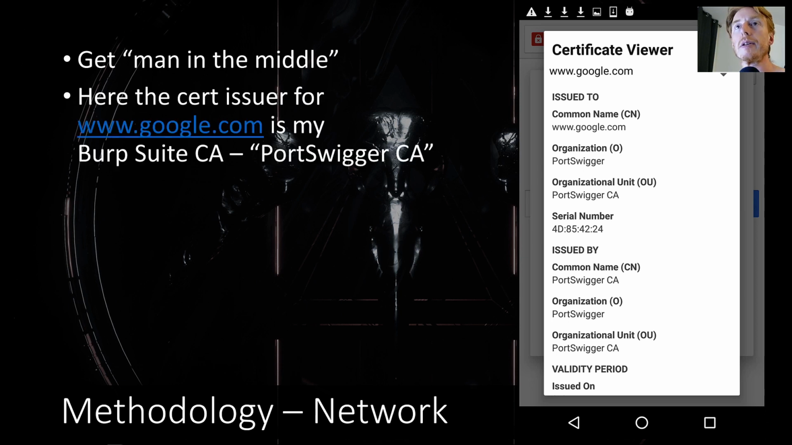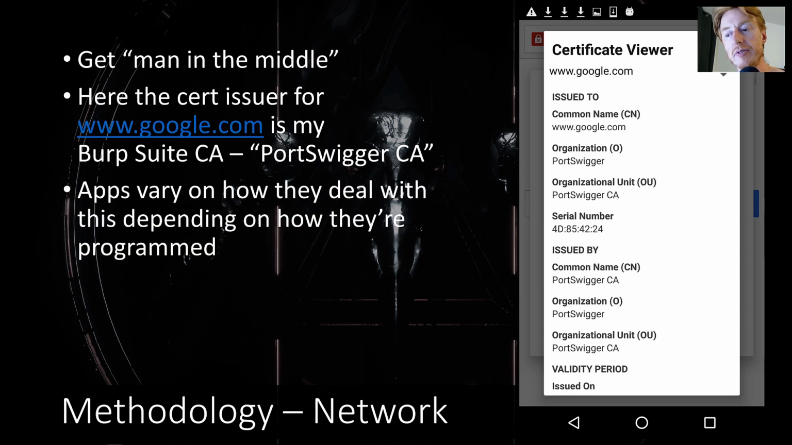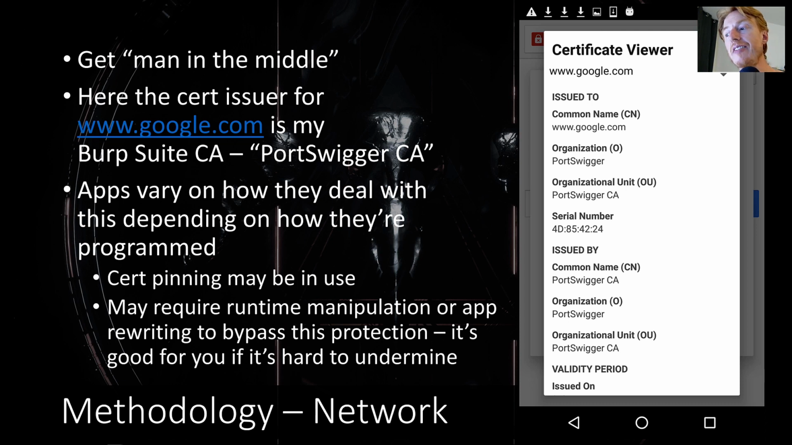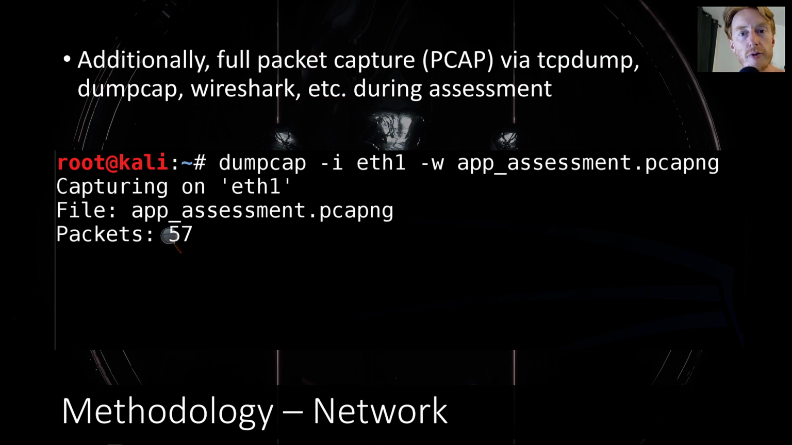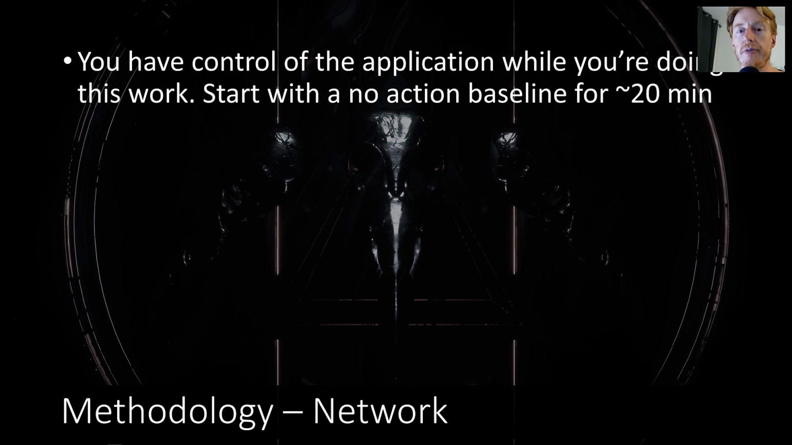Now that we've got man in the middle, it depends basically on what the app does in terms of dealing with this. If there is cert pinning, then we need to do runtime manipulation in order to disable this. And I'll talk about runtime manipulation in a second. I would also suggest that while you're doing this sort of observation of the network, you run some sort of full packet capture in order to watch what's there. It's hard to watch this in real time, so make it slow. Make it easier on yourself. And this may not sound like it's easier, but it really is.